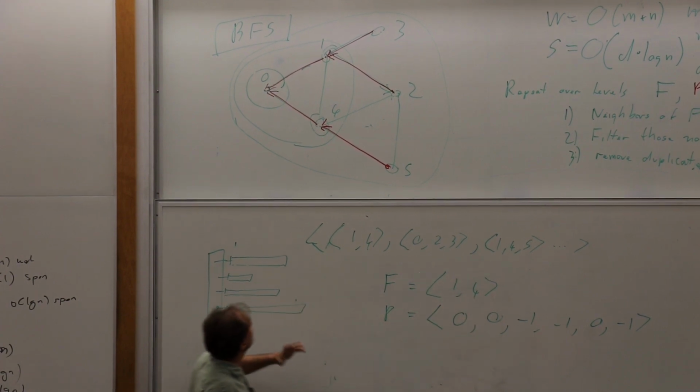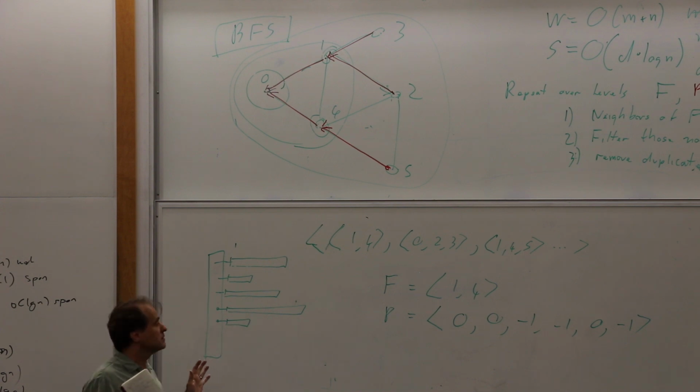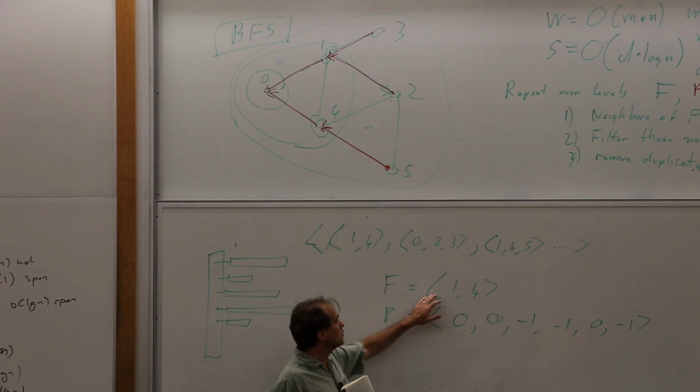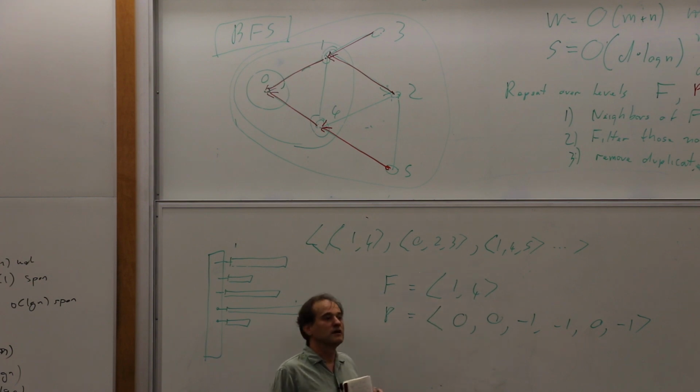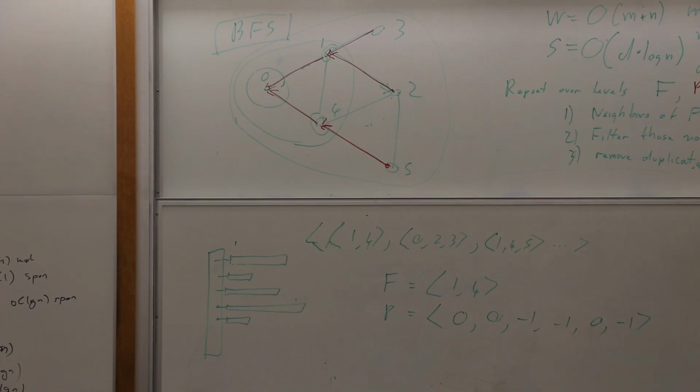So in this case, 1 has 4 neighbors, and 4 also has 4 neighbors. So I should pay 8 units of cost. And if that's the case, the total cost is going to be linear, because I'm only going to visit every vertex once. So I only visit its edges once. So I only visit every edge once. And so the total work is going to be order m, which is our goal up there.